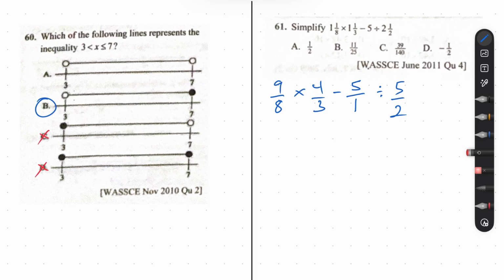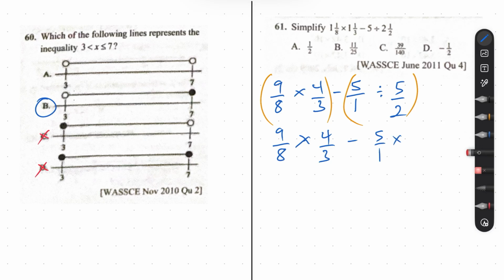We need to first do what? Division, then multiplication. Okay, division right here, then multiplication. All right, so let's do that. So we have, let's put that in the bracket so we can see it properly. Okay, 9 over 8 times 4 over 3 minus 5 over 1.